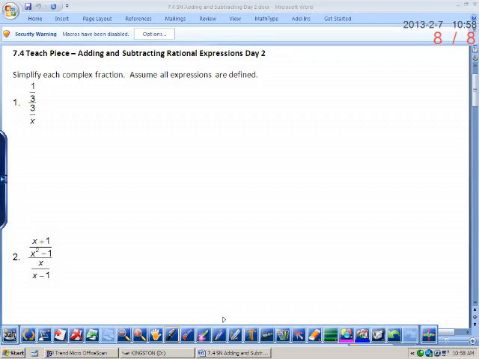So what this number 1 says, and you can see in your instructions, it says assume all expressions are defined. What does that mean? We don't have to do that. Good. You don't have to do that.